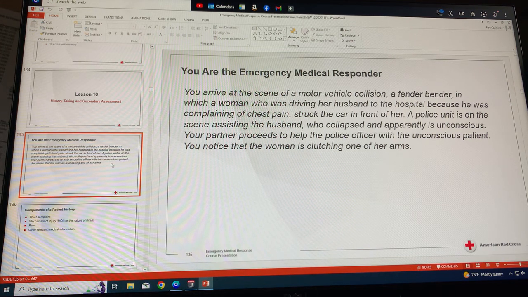Okay, so this is an in-person scenario. Look at all the different factors to consider in this equation, and we will discuss this as an in-person portion of our lesson 10.